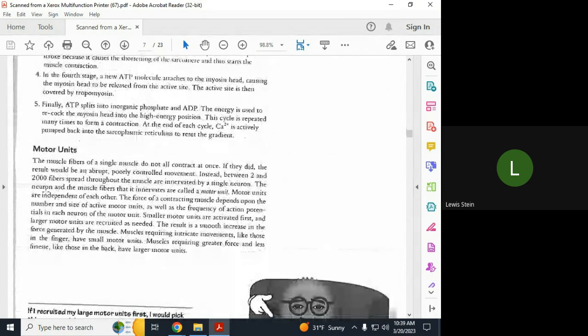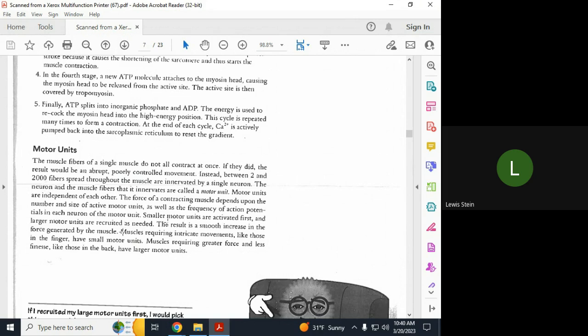They describe the motor units. A single muscle does not contract all at once. If it did, we'd lose control. So you have anywhere between a couple to a couple of thousand fibers spread throughout the muscle, innervated by a single nerve. The nerve is called the motor neuron, and all its fibers make up the motor unit. The contraction of the muscle depends on the number and size of motor units, as well as the frequency. Smaller motor units are recruited first, then larger as needed.